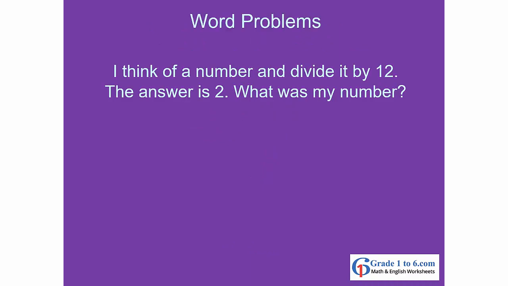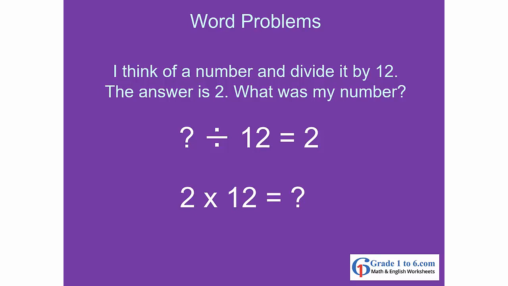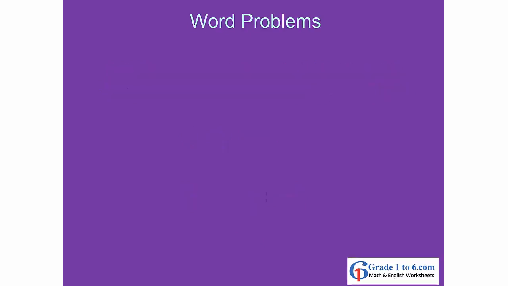Now I have a number and I divided it by 12. The answer is 2. What do you think my number was? If your answer was 24, well done. This is how you have to do it, in 3 steps. Let's go to the next one.